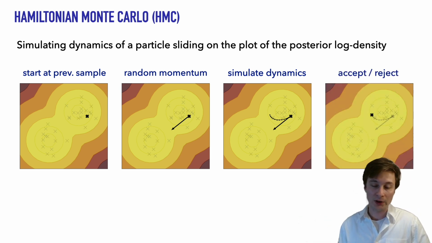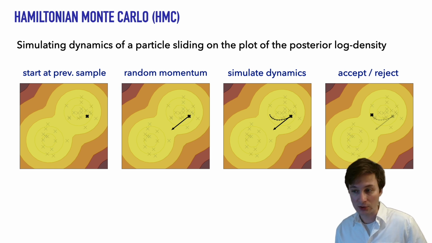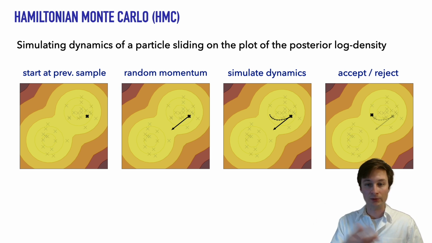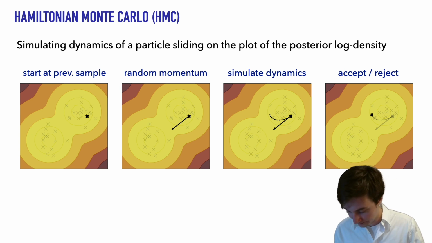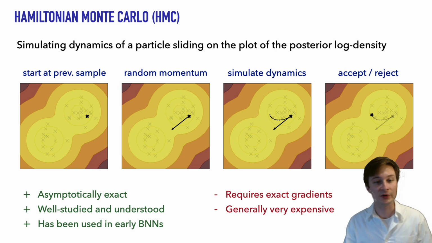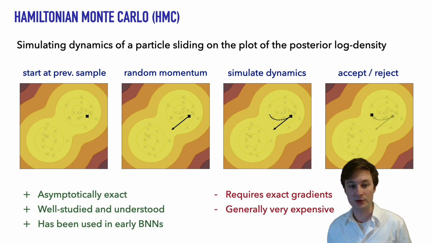And then in the end, we either accept or reject the sample that we get using something called the Metropolis-Hastings rule. If we accept it, we continue from there and we repeat this procedure. This is our new sample. If we reject, we start over. And yeah, this is a method that is asymptotically exact. It is very well studied and well understood. And it has, in fact, been used in some early Bayesian neural network work.